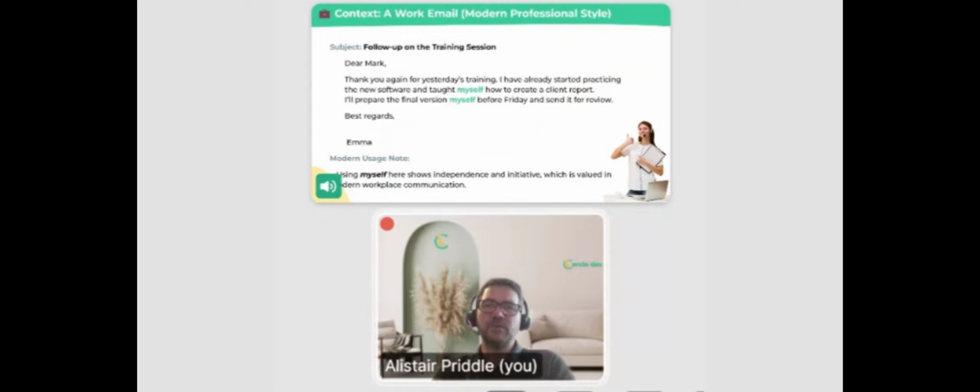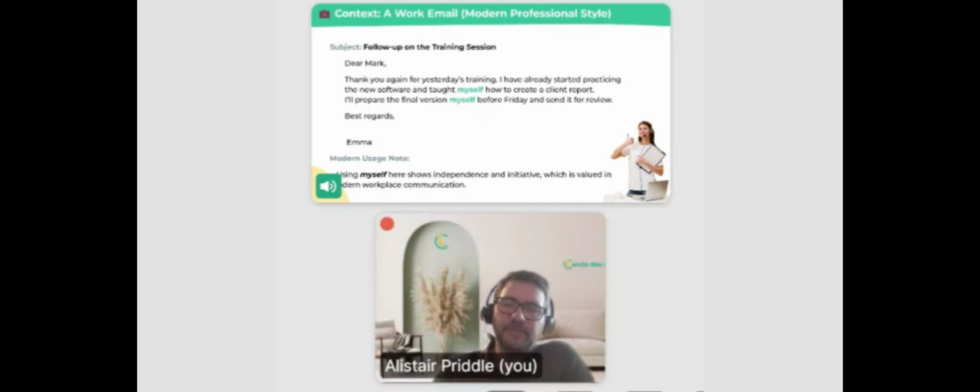Okay, well, let's have a look at some more context related to work. A work email in a modern professional style. The subject of the email, follow up on the training session. Dear Mark, thank you again for yesterday's training. I have already started practicing the new software and taught myself how to create a client report. I'll prepare the final version myself before Friday and send it for review. Best regards, Emma.